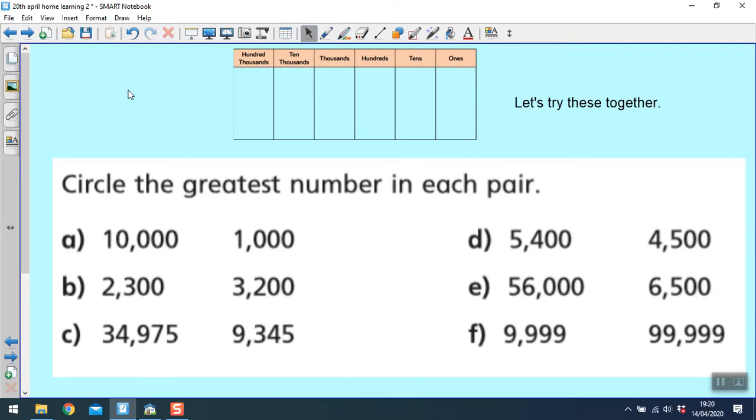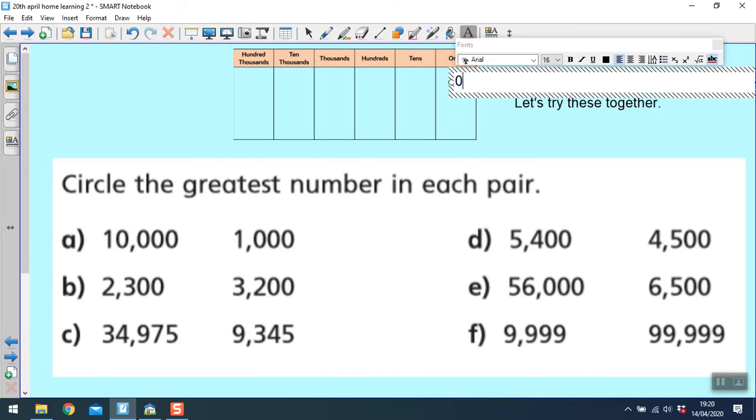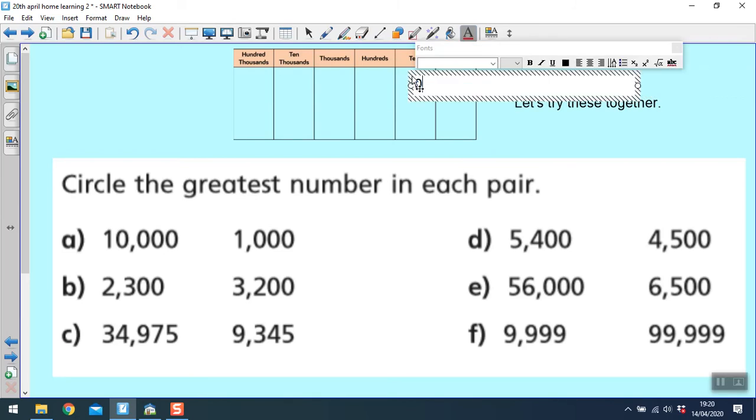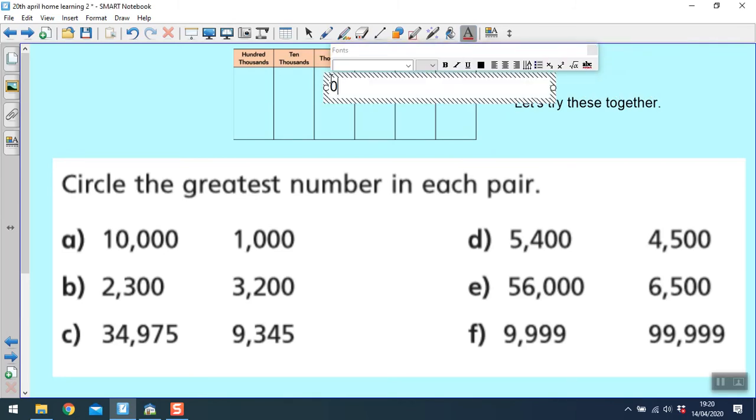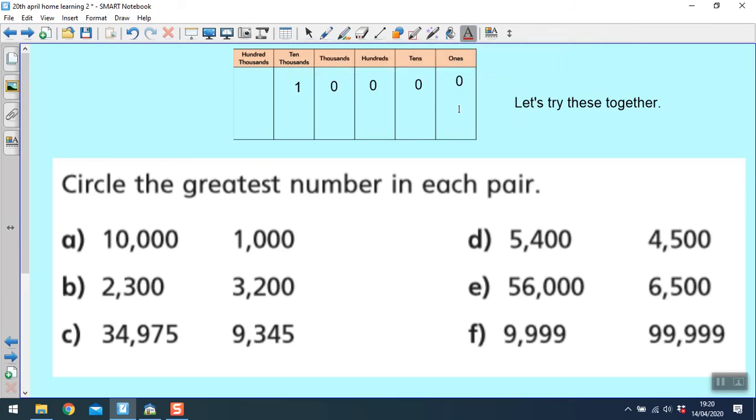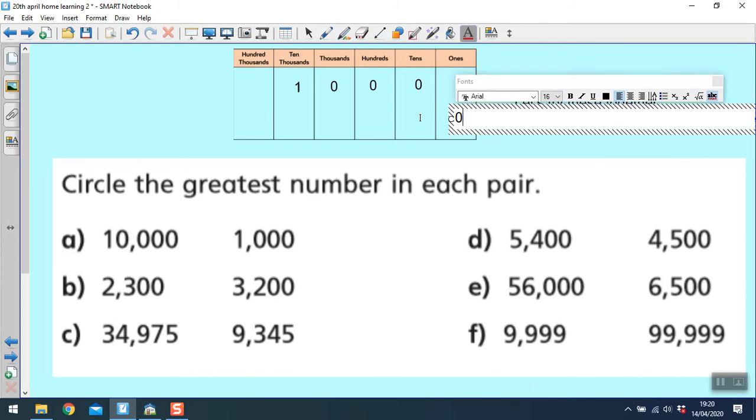Okay, moving on. Circle the greatest number in each pair. So I've got 10,000 or 1,000. Now what I could do is write them all in this column here. So I've got 10,000. I'm going to start over here. 0, 0, 0, 0, 1. So that's my 10,000. My 1,000 would look like this.